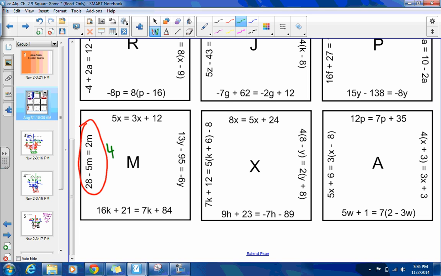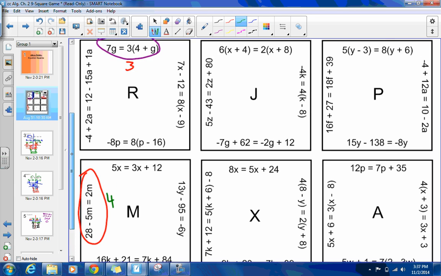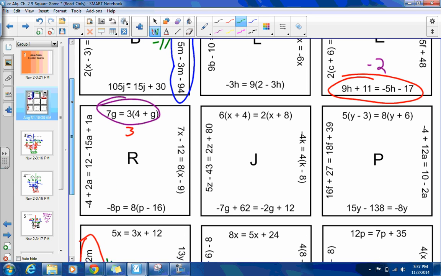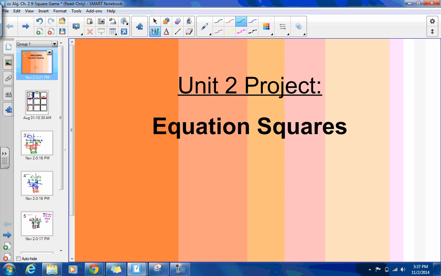All right, and just a reminder, once you finish all of these, you'll have your answers written down, and then you can cut them out and put them back together so that sides that have the same numbers will be touching. So sides that have the same number of answers will be touching each other. That's how you know how to set the puzzle back up. And that's how you do the equation squares project for Unit 2.